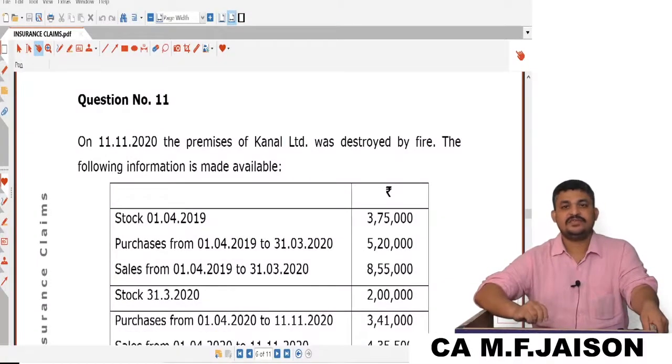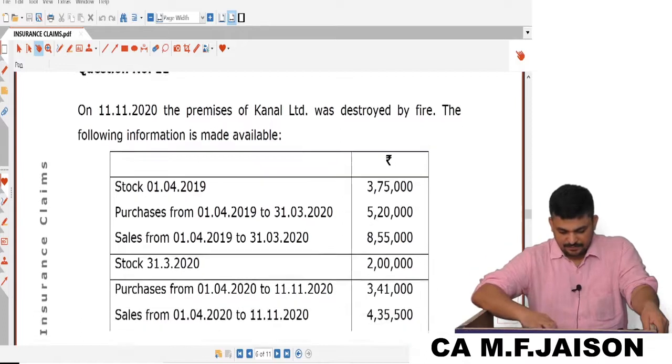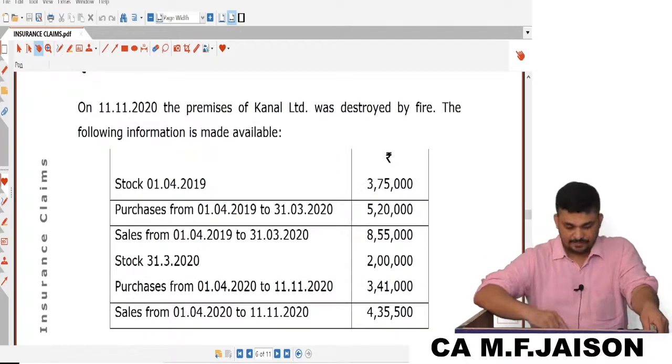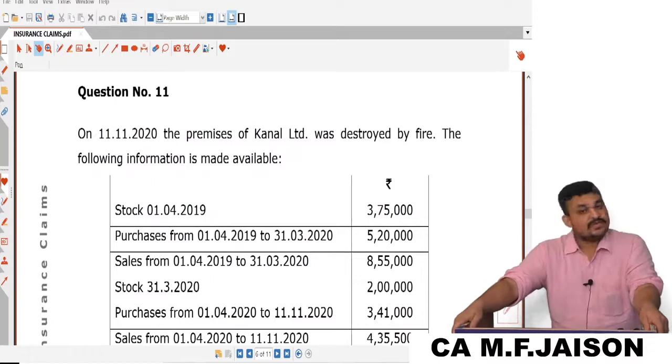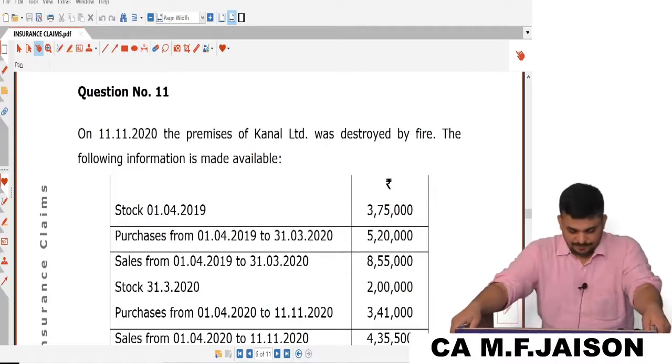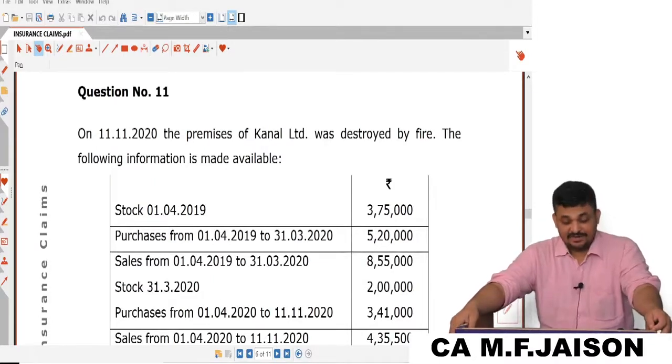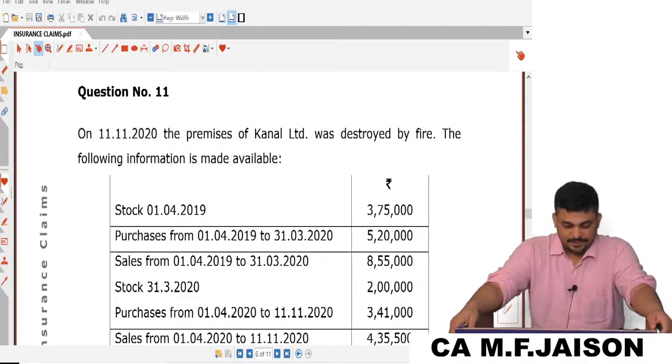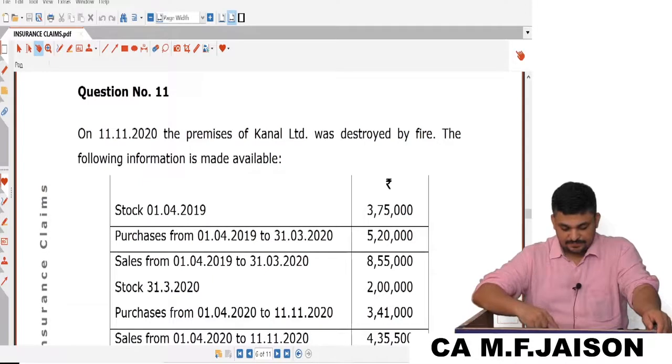So taking now question number 11. I think 1 to 11 we will be completing, but one question yet to be completed. So question number 11, let me try that also. On 11/11/2020, the premises of Canal Limited was destroyed by fire. The following information is made available.